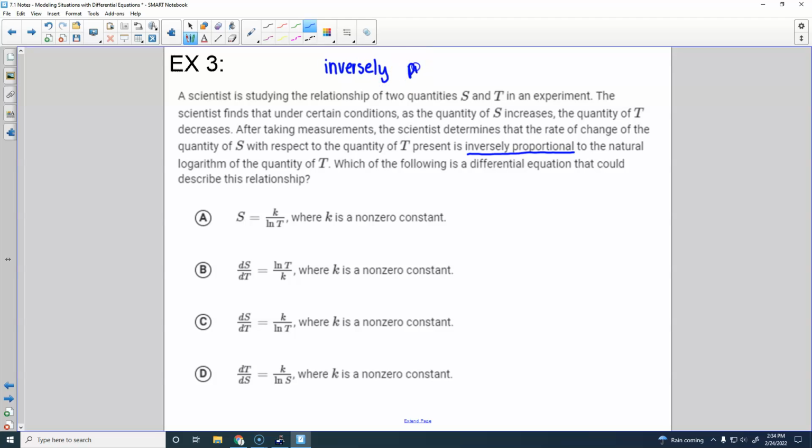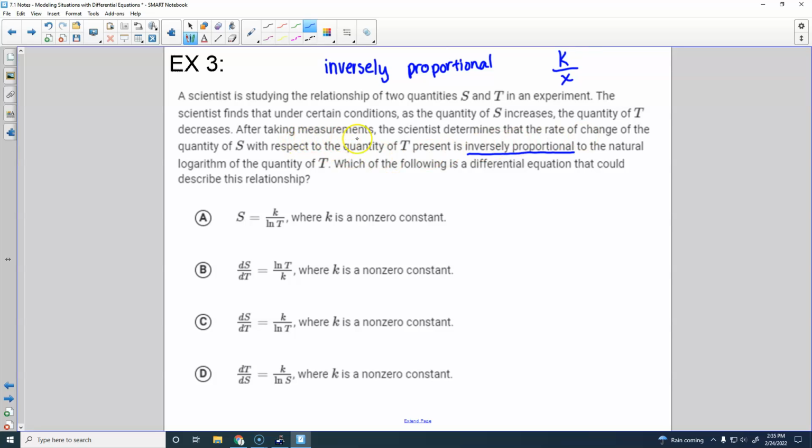Well, it's not A and it's not B. So if you have two things that are inversely proportional, it's not going to be K times that amount, but K divided by whatever that amount is. So it's not B or A.